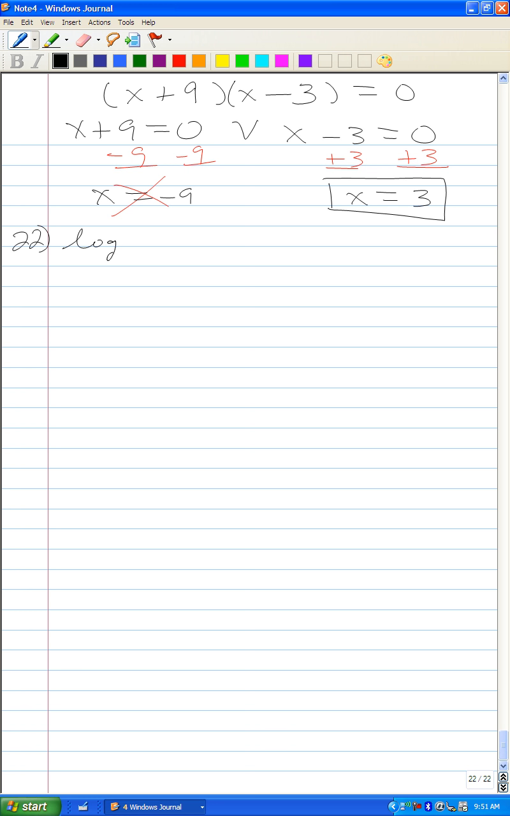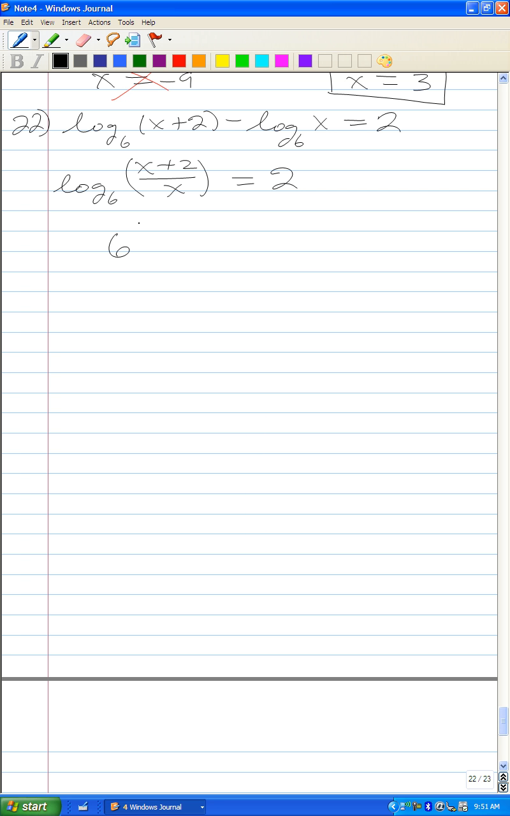Log base 6 of x plus 2 minus log base 6 of x is equal to 2. So by the properties of logarithms, I have that the log base 6 of x plus 2 over x is equal to 2. Let's change this logarithmic form into an exponential form. The base is 6. The exponent is 2. The result is x plus 2 over x. 6 squared is 36.